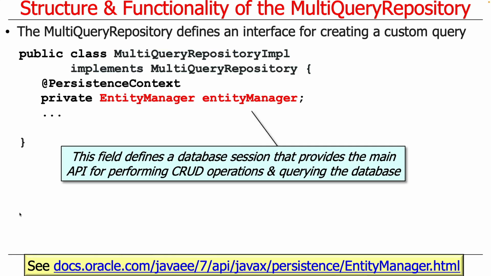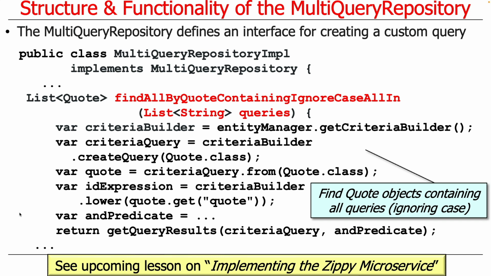So here's basically what we'll do. We're going to look at this in more detail when we talk about the code in a second. But we have to implement a field called an entity manager, which is basically a database session that gives you a single point of access for performing CRUD operations and querying the database. And then we implement the find all by quote containing ignore case all in method with a bunch of calls here. And we'll take a look at that code in just a second.